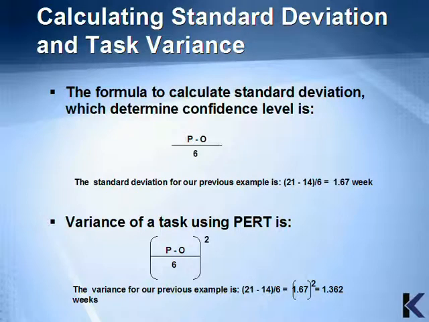To calculate the variance of a task using PERT is the sum total of pessimistic minus optimistic divided by 6 taken to its square. So the variance for our previous example is 21 minus 14, or 7 divided by 6, and taking that 1.67 result to its square, which equals 1.362 weeks.